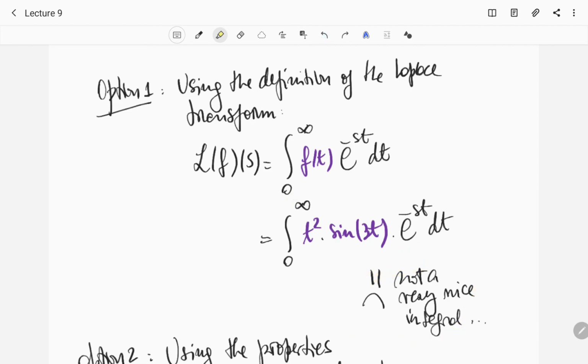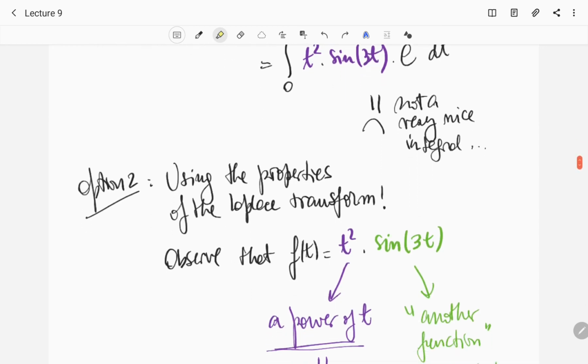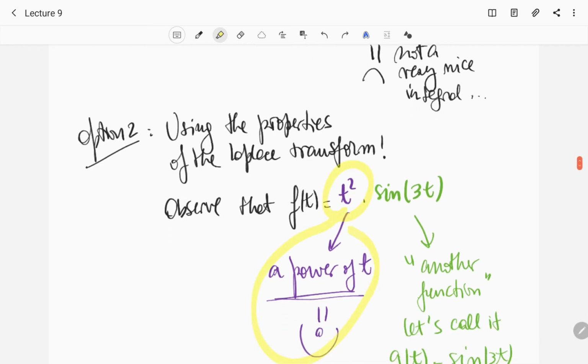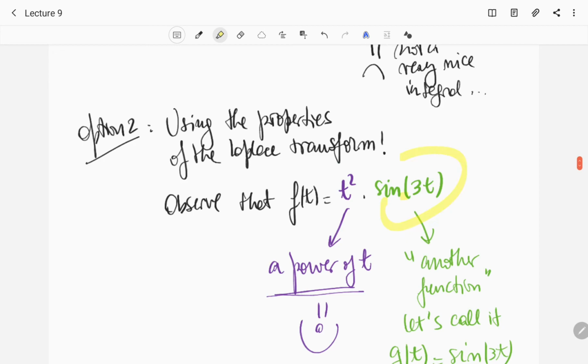But instead, option 2, we can use the properties that we just mentioned, these four properties. Okay, linearity we cannot use because this is a multiplication and not a sum. But the one that we can use is, okay, this is a power of t, and this is a function, just another function, so this can be called, I don't know, g, so g is here.